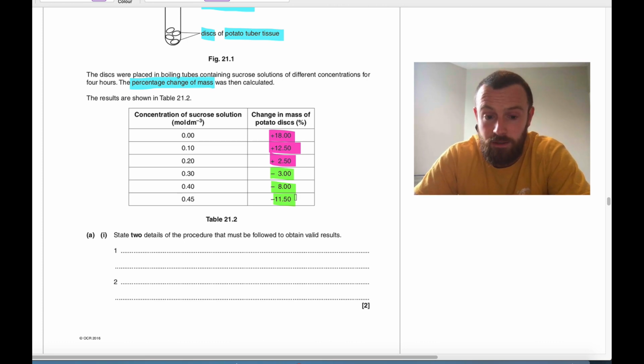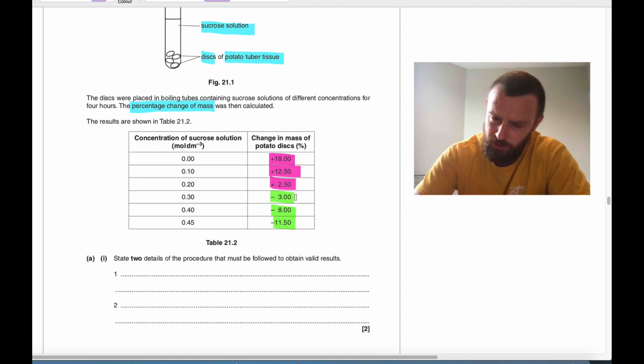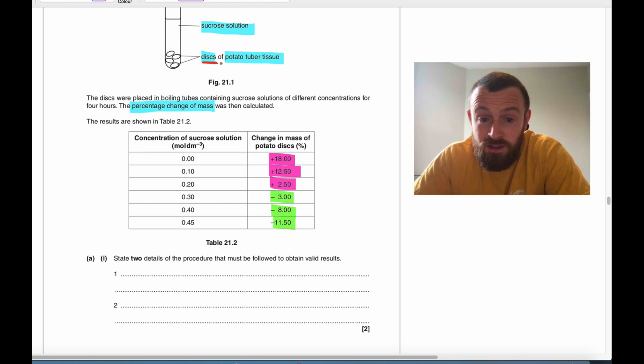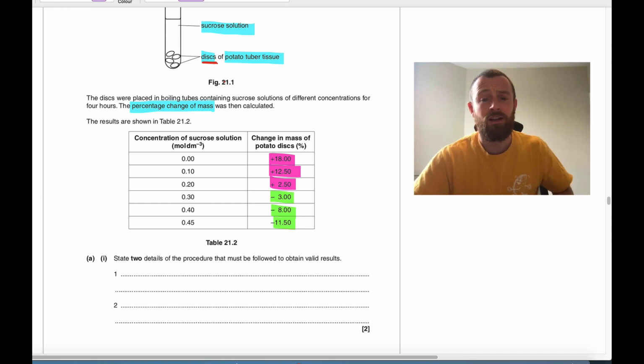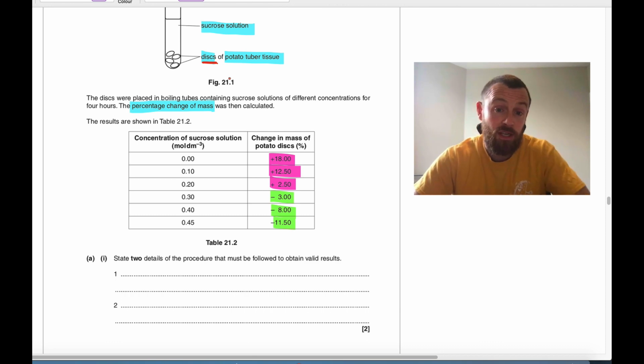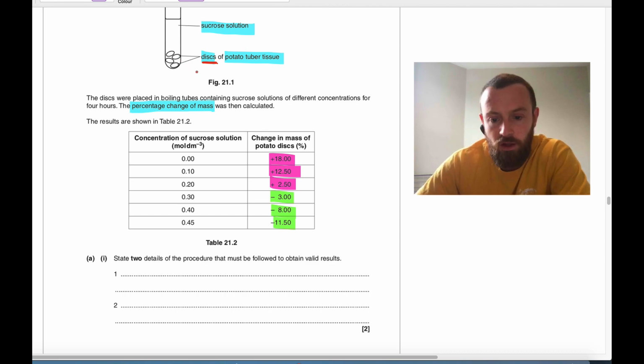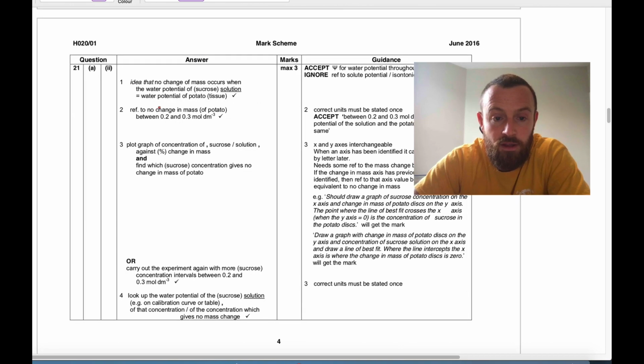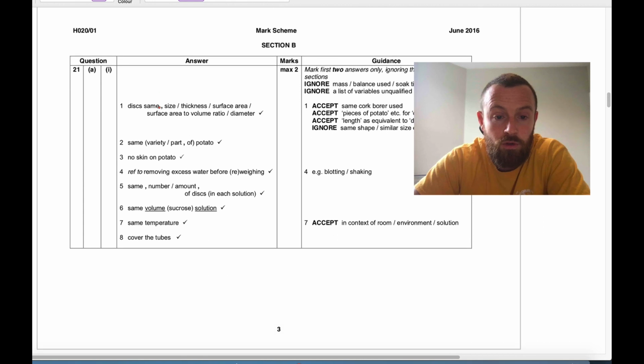Well, there's so many things that you need to do to obtain valid results. Things to do with the discs of potato. So they need to be the same size, the same surface area, from the same type of potato or the same potato potentially. The volume of the sucrose solution is going to have to be measured correctly. I'd probably go with the surface area and the type of potato for my answers there. And I'll quickly flip to the mark scheme so you can see the things that you could say.